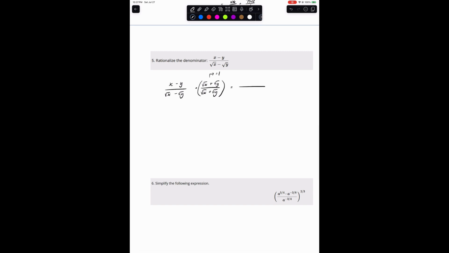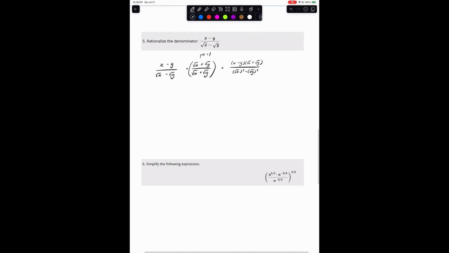Using difference of squares, the bottom becomes root x squared minus root y squared. However, the top, I'm going to leave it as a product of two terms. Okay. I could FOIL, but I'd rather keep stuff unfoiled until I absolutely need to. Okay. I simplify the bottom. So root x squared is just x, and root y squared is just y. We can see that we can cancel these two terms, and we're left with root x plus root y. Okay. That's my answer for number 5.